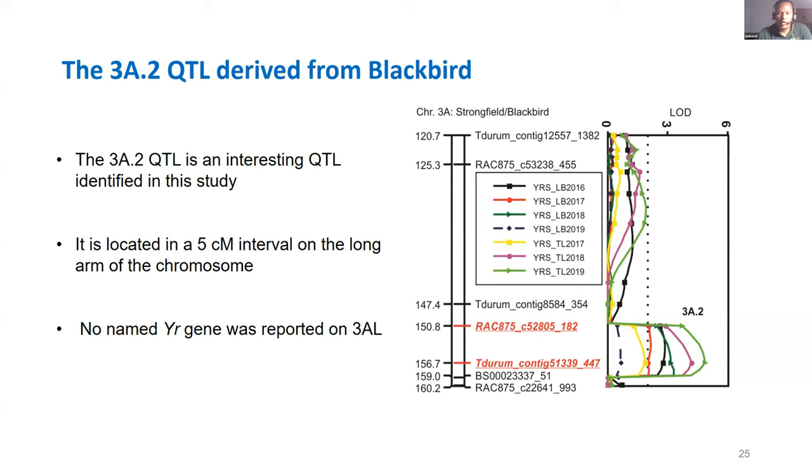And we checked the literature, and there was no Yr gene reported on chromosome 3AL. So this could be a new gene.